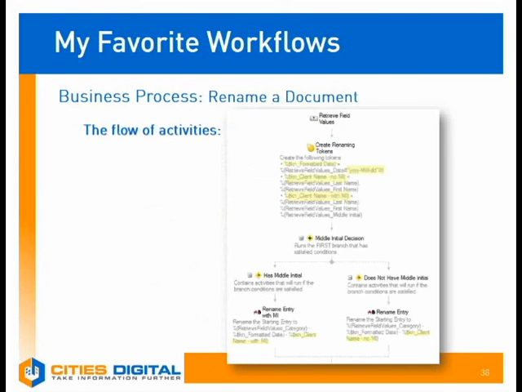The flow of activities in this workflow would be to retrieve the field values of the document first. And then for the tokens, I created some simple tokens here that would help in the naming. And for that question we got earlier, can we pull the document year, the document name, the date field? Whether it's a document date or a field that is a date, can we pull the year out of there?